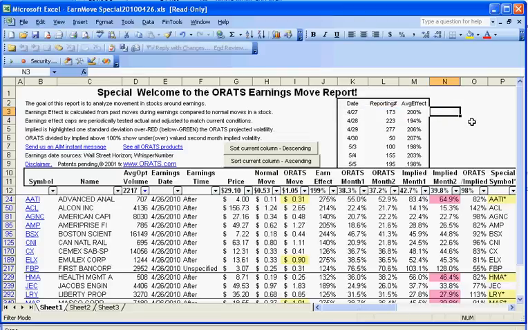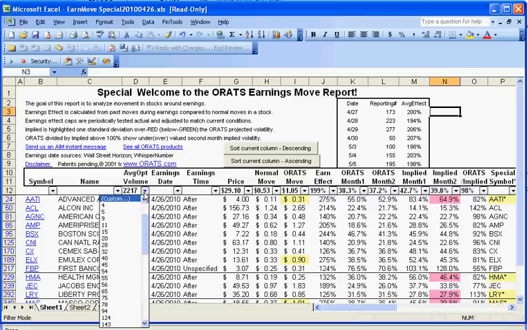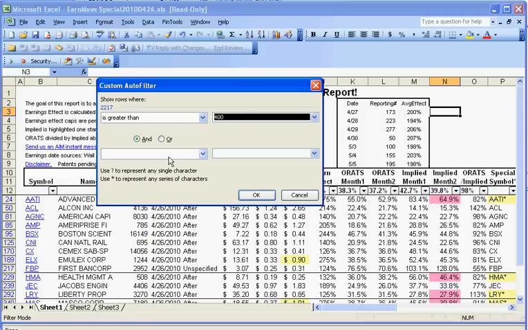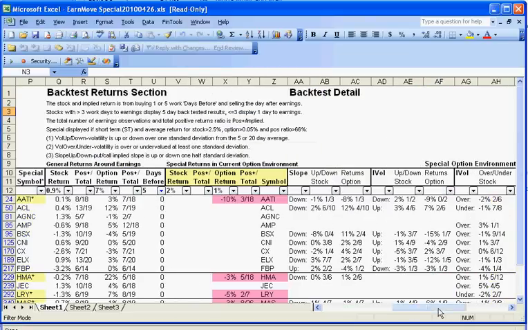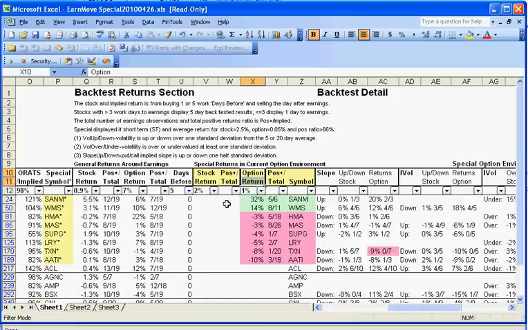So let's go ahead and try to identify a stock that we think may move a lot during earnings. I like to have a minimum option volume. These are all Excel-based drop-down auto filters that you can set. So we'll set a custom filter for option volume over the last 20 days greater than 400. And then we'll go over and do a special option return calculation that ORATS does, and we'll sort descending, and now I'll go ahead and explain what this means.